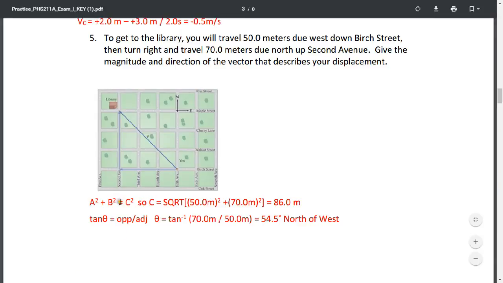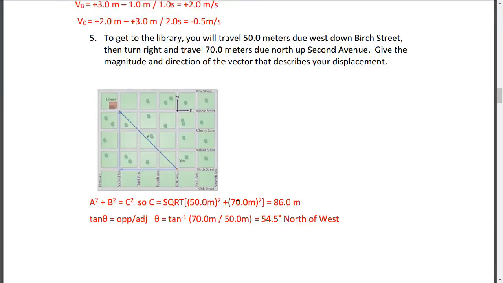So a squared plus b squared equals c squared. We know a and b are 50 and 70 meters respectively. So 50 squared plus 70 squared is a big number. Take the square root of that number and I get 86 meters is the distance. It's the vector r here.